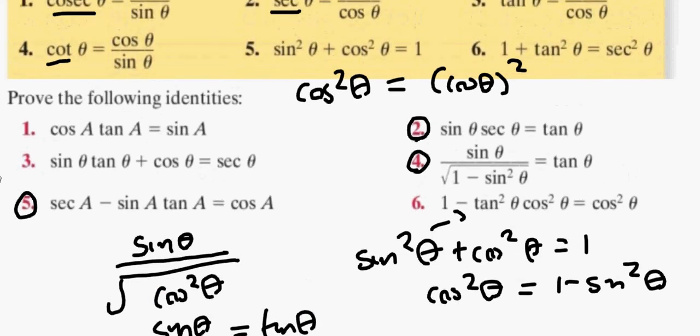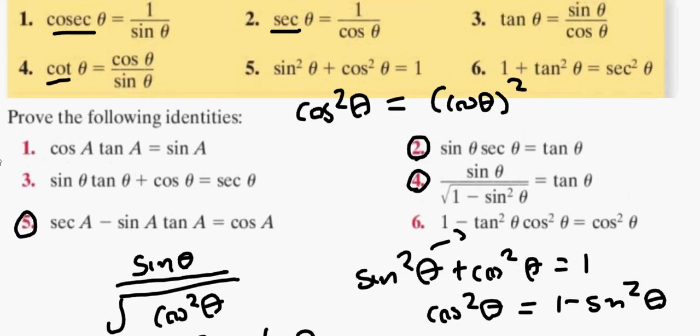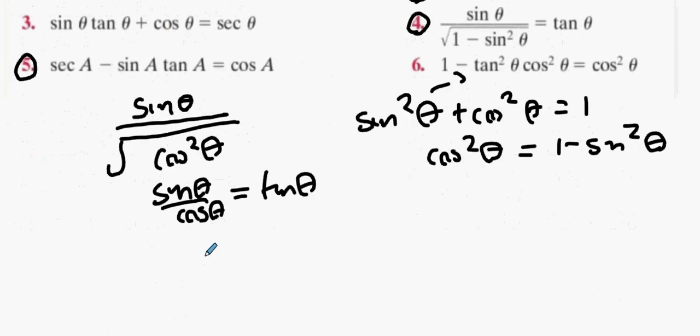Rule number 3. It's tan theta, isn't it? So both sides balance each other. The left side equals the right side.